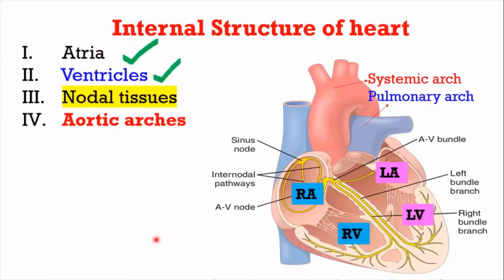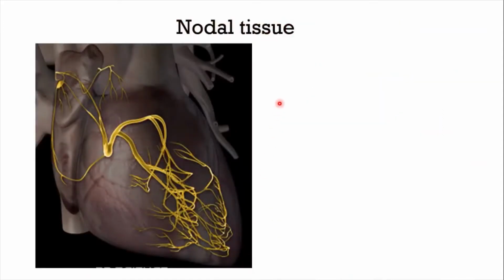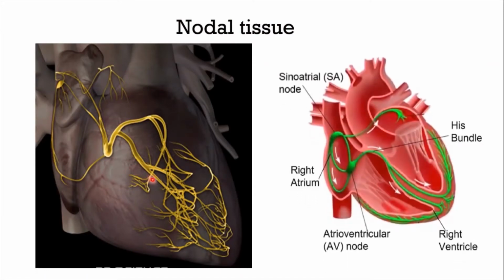We have started discussing the internal structure of heart in our former session. We have learned the details of the two upper chambers, the atria, and the two lower chambers, the ventricles. Let's now start with the next part, nodal tissues. What is nodal tissue first? A specialized cardiac musculature distributed in the heart is called nodal tissue. Here in this diagram, the green colored parts constitute the nodal tissue.